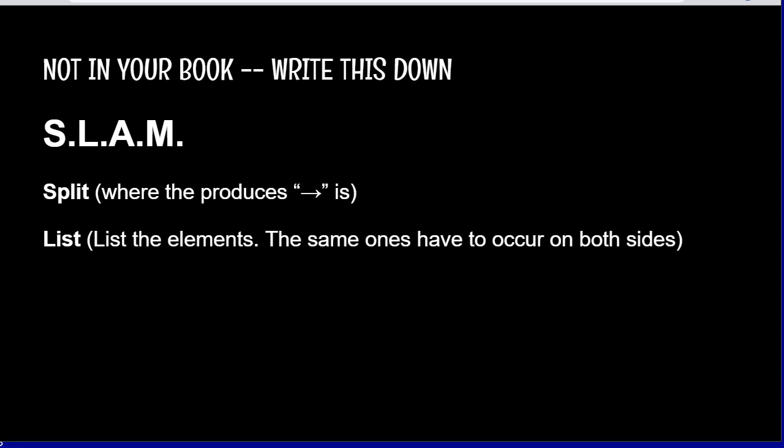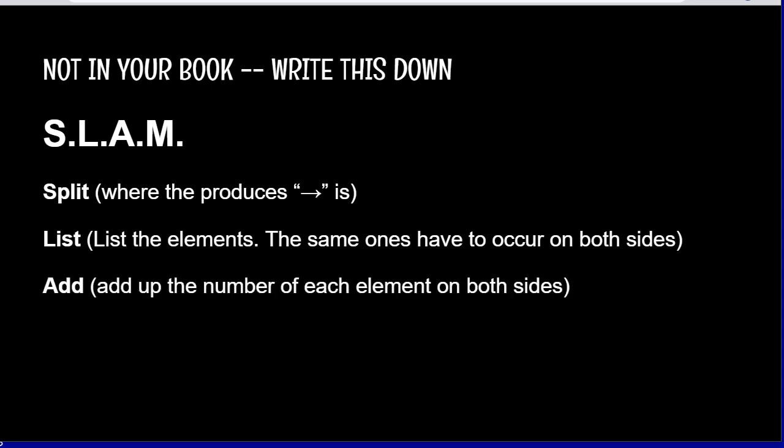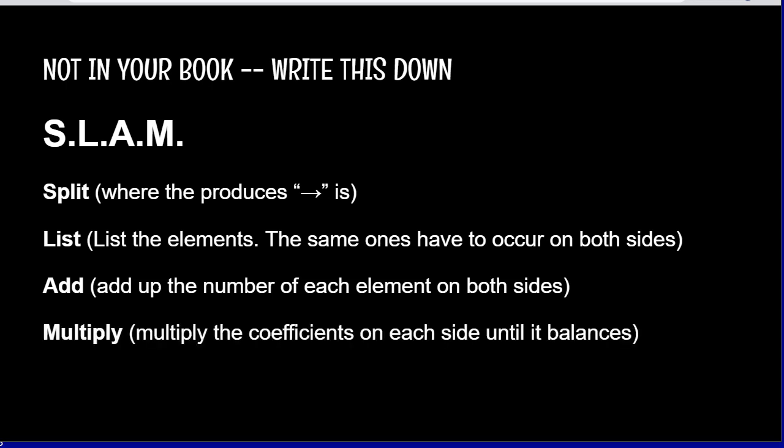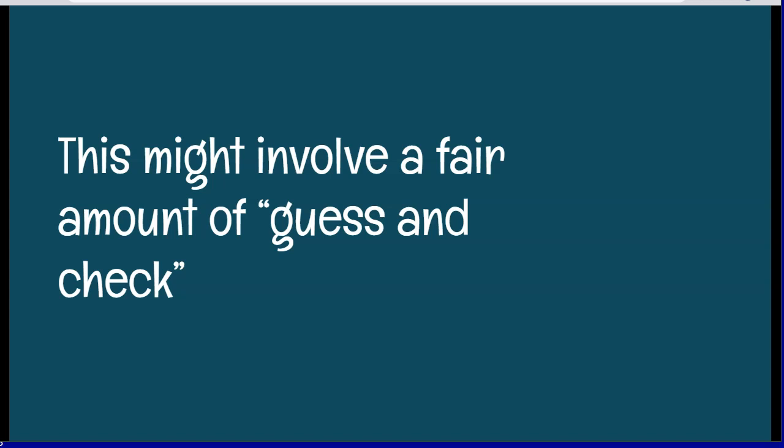List, you're going to list the elements on both sides in the center. Add, you're going to add up the number of each element on both sides. You'll do the left side first and then the right side, and then multiply the coefficients on each side until you have the same number of atoms on each side. This might involve a fair amount of guess and check.